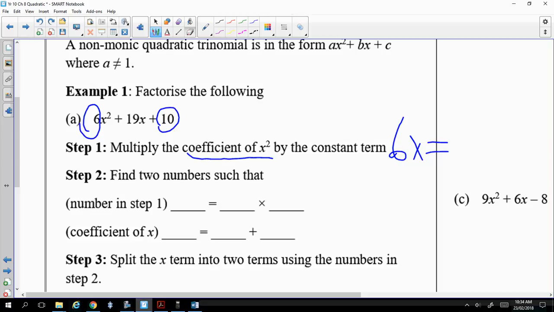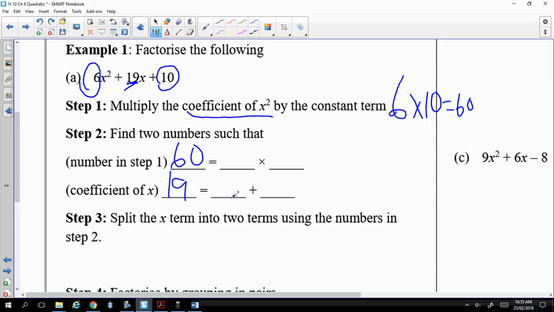Which is you get 60. And then you have to find 2 numbers which multiply to get 60 and then add to get 19. So you find 2 numbers. You have to do some searching before you can write down the 2 numbers. Think about what numbers will work. Multiply to get 60, add to get 19.